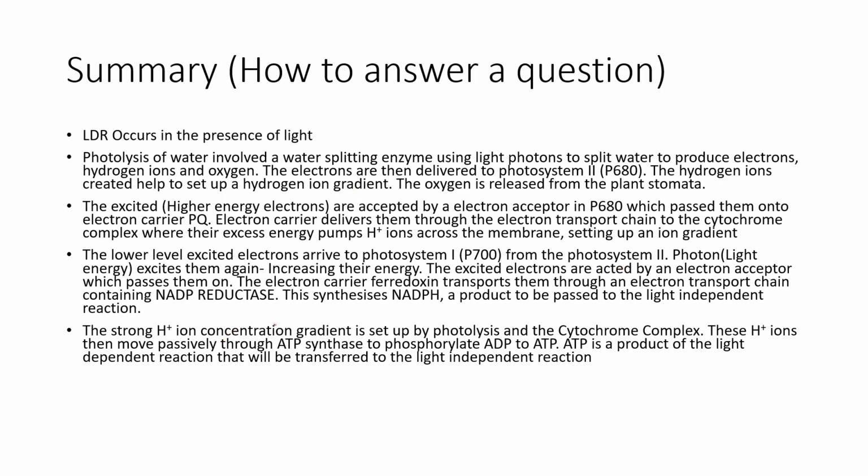And the strong hydrogen ion concentration gradient is set up by photolysis and the cytochrome complex. These H plus ions then move passively back through ATP synthase to phosphorylate ADP to ATP. ATP is a product of the light-dependent reaction that will be transferred to the light-independent reaction. So once again, we have the light-independent reaction to which ATP and NADPH are transferred. And that is the light-dependent reaction. Thank you for watching.